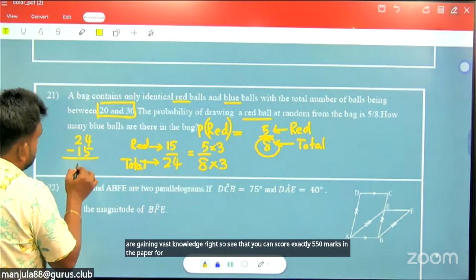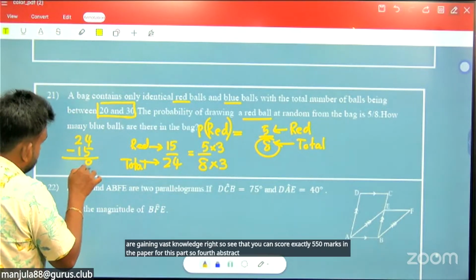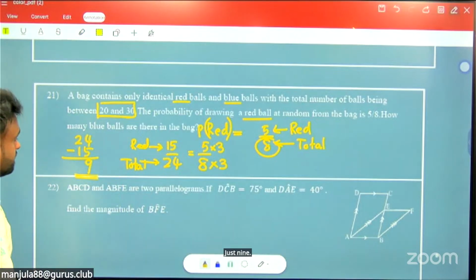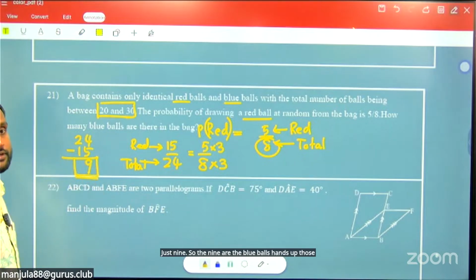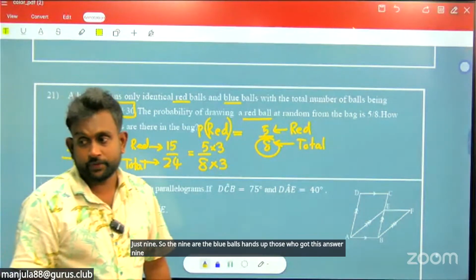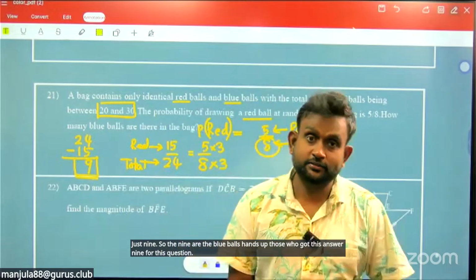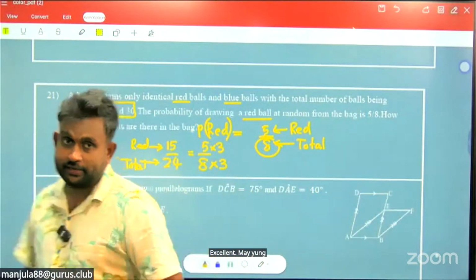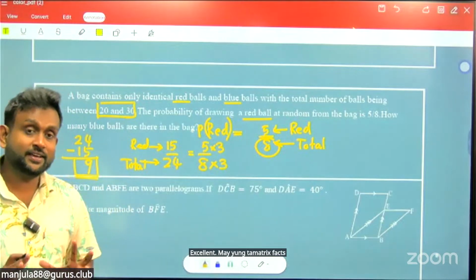So 24 subtract 15, 14 subtract 5, 9, right? Just 9. So the 9 are the blue balls. Hands up those who got this answer 9 for this question. Excellent. These are the tricks and facts, good thinking questions.